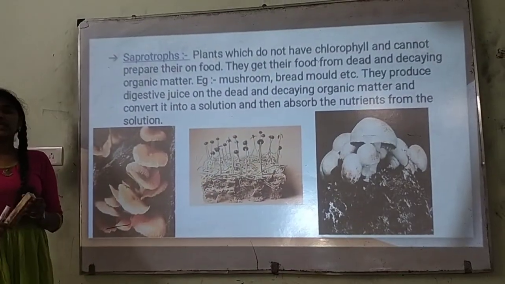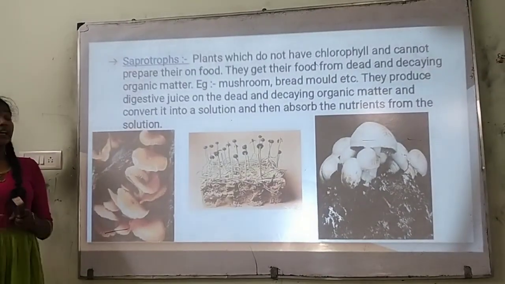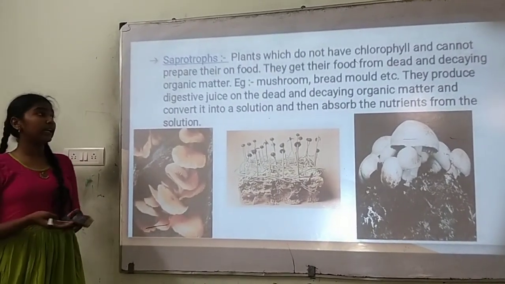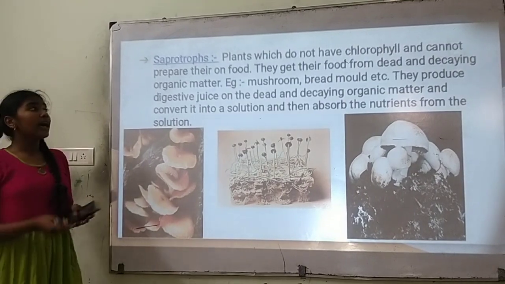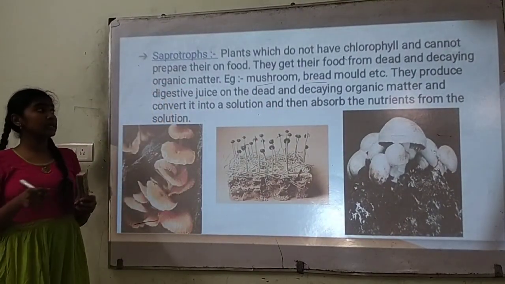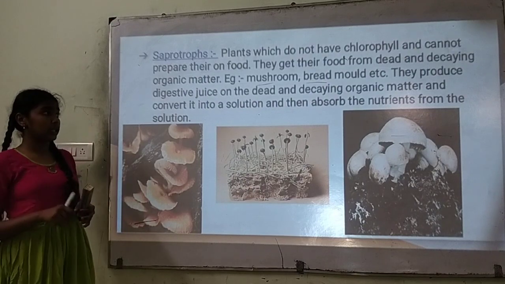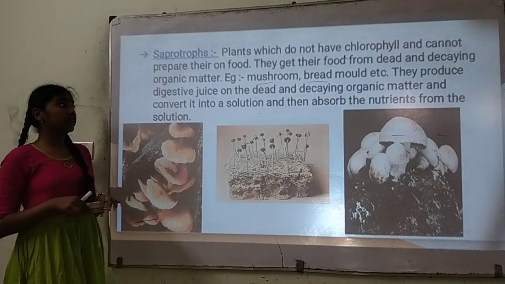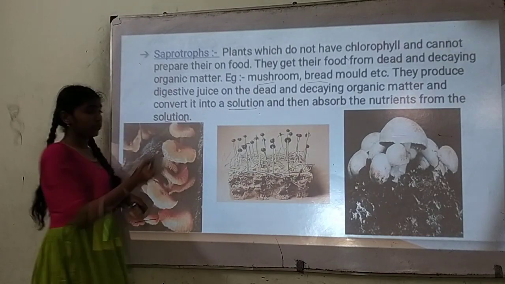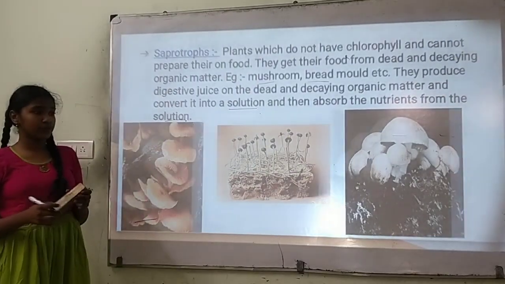Saprotrophs. These are plants which do not have chlorophyll and cannot prepare their own food. They get their food from dead and decaying organic matter. Example, mushroom and bread mold. In this case, they secrete digestive juice on the dead and decaying organic matter and convert it into a solution that can be absorbed as nutrition.